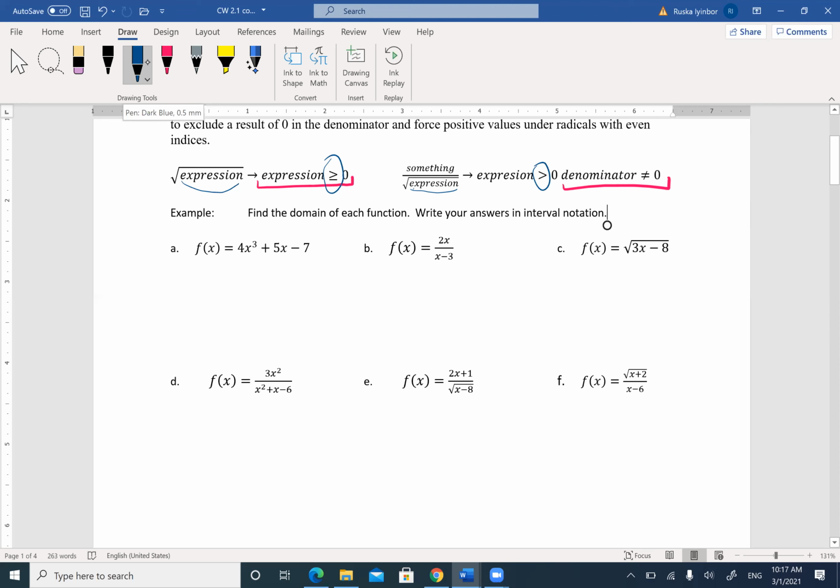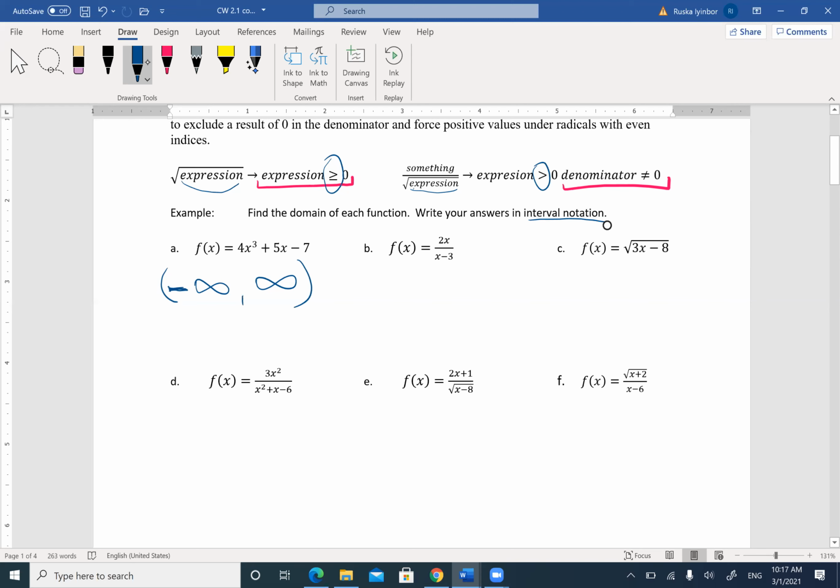So now let's go ahead and do some examples. For the first one, A, we need to find the domain of the function, and it says interval notation. That's exactly how I'm putting it, with parentheses, negative infinity to infinity. No fraction, no square root, that's your domain. You don't do anything else here.